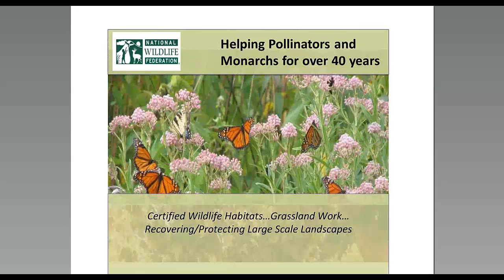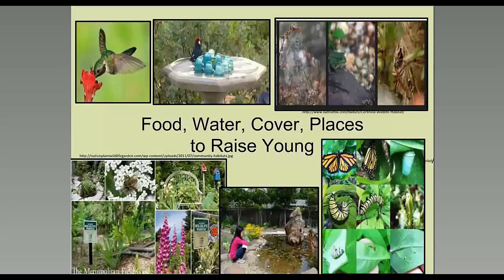As I mentioned, for over 40 years, the National Wildlife Federation, through its Garden for Wildlife efforts and its Certified Wildlife Habitats, as well as its grassland work and recovering and protecting large-scale landscapes, has been helping pollinators and monarchs. And particularly, with the basic elements of habitat: food, water, cover, and places to raise young. These are the elements that everyone requires to create habitats, and that we like to recognize through our program and through their many efforts.